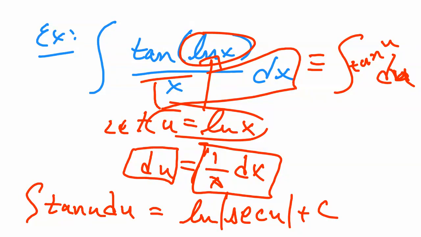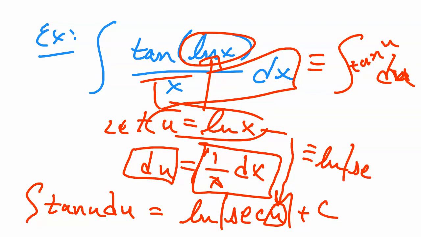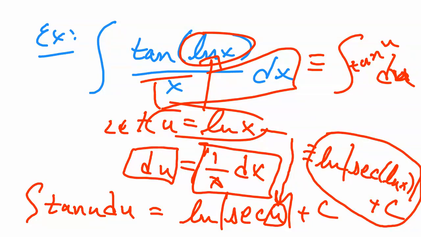And of course, what do we want to do now? We want to back substitute in what that u is. This is going to be equivalent to the natural log of the absolute value of secant of the natural log of x, plus c. So that should be the answer that's in the back of the book. So pretty nice example. If we have a tool that works, that makes life a lot easier for us, great. We're going to use it and go from there.